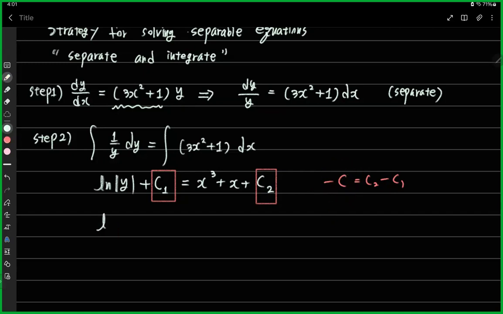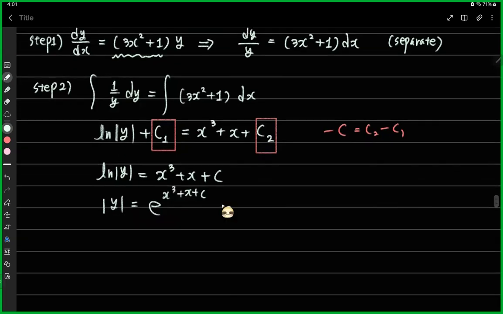So now, taking the natural log, ln absolute y is equal to x cubed plus x plus C. All right, and then what? Absolute y is what? It is e to the x cubed plus x plus C. This is equal to e to the x cubed plus x times e to the C, right?